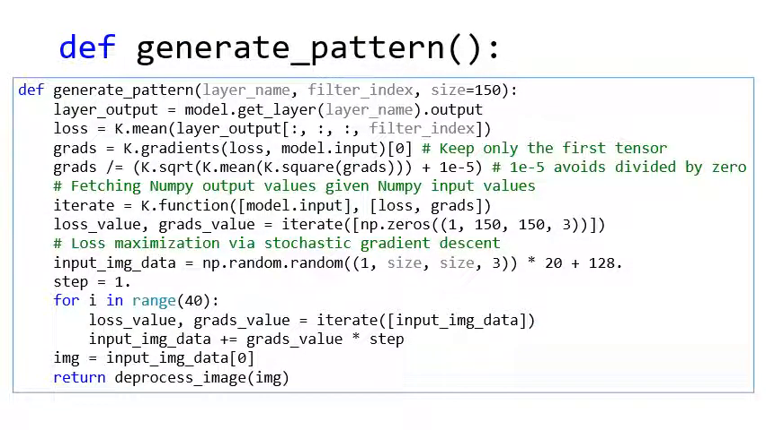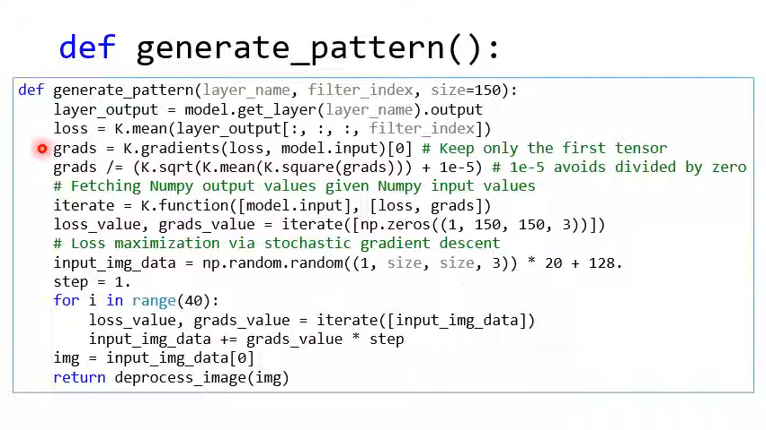Now we can compile all the previous code together and define a function called generate_pattern. It accepts the layer name and the filter index as input. Then it will read the layer output from the model, which is VGG in our example. Then calculate the gradient ascent here.